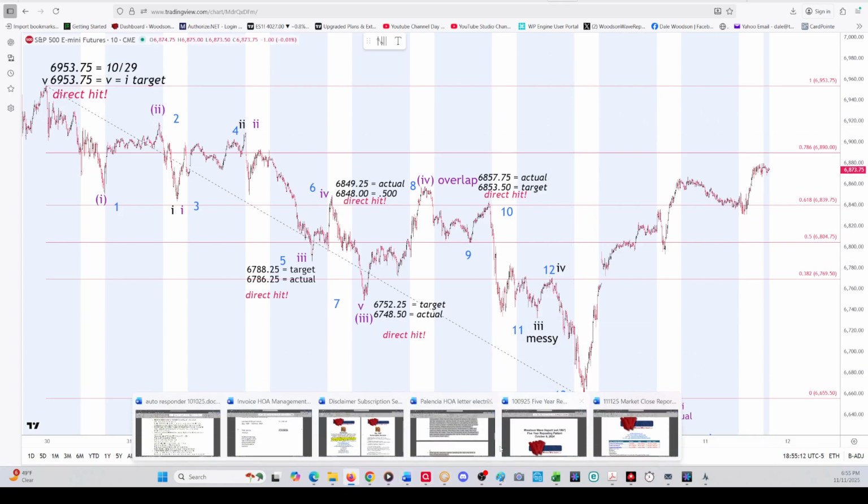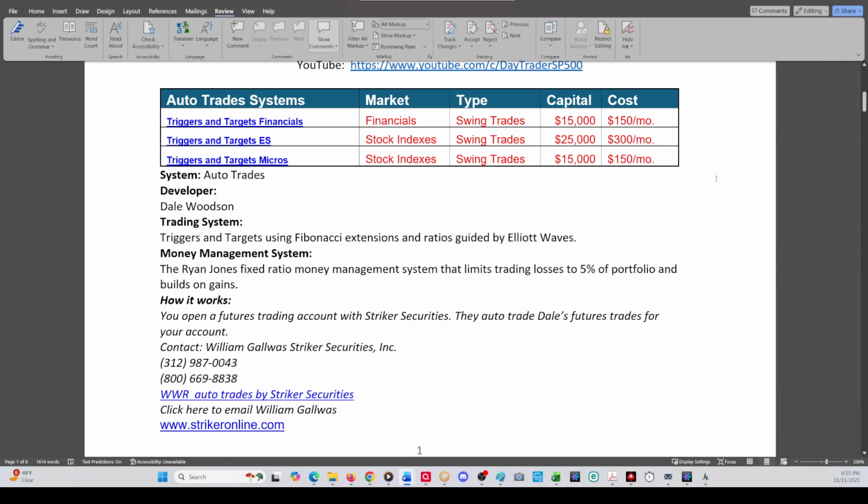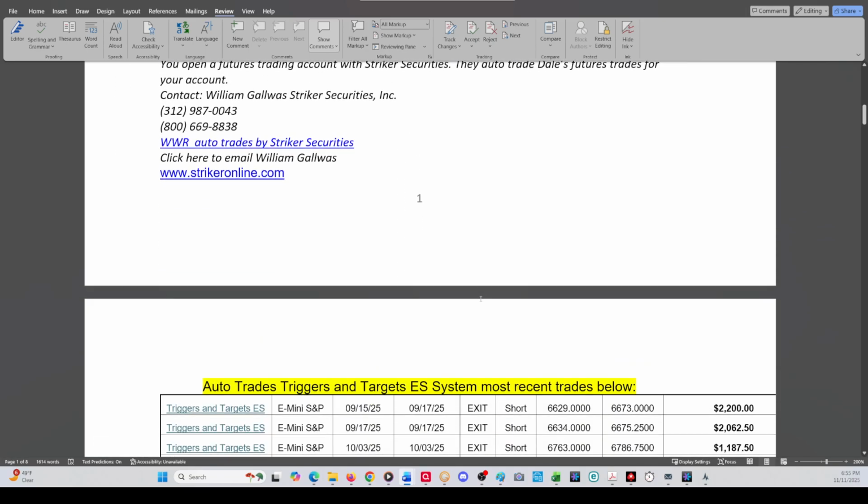Let me get today's report out. Okay, there's the auto trades. Again, you need to have a trading system. Also, you need to have a money management system. Money management is more important than trading system. You can trade whatever you want. I like to use Fibonacci's and Elliott Waves. Doesn't matter what you have as long as you have one. Okay, and in a money management system, I'm using the Ryan Jones fixed ratio. It keeps our losses small and expands on our gains. Okay, there's the contact information for that.